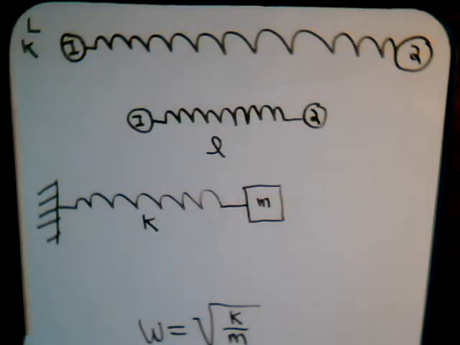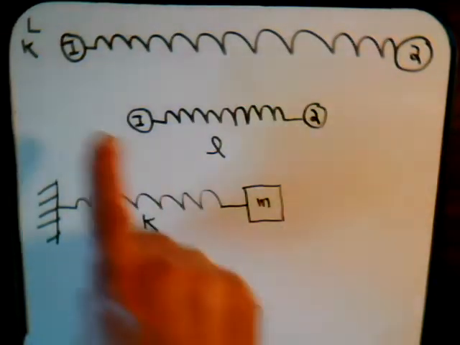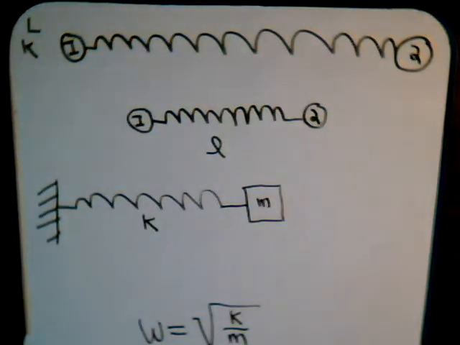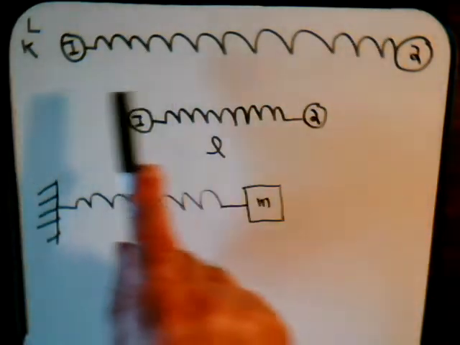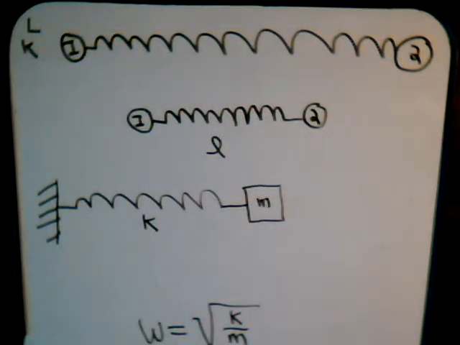Let's analyze the oscillation frequency of a double oscillator. Here we have a spring of length L, and it has a spring constant K, and there are two masses attached to the spring, one at each end. They can be unequal masses. So this, for example, could represent a diatomic molecule with an atom on each end.